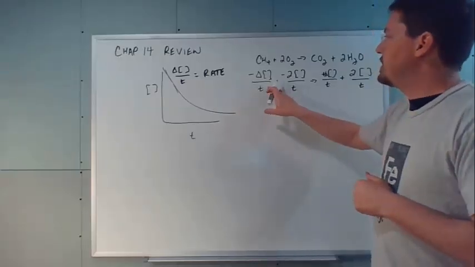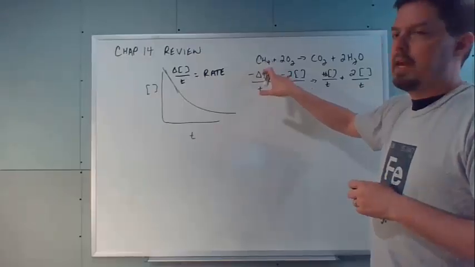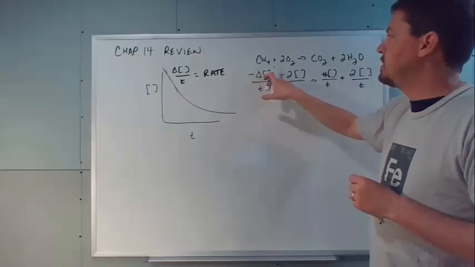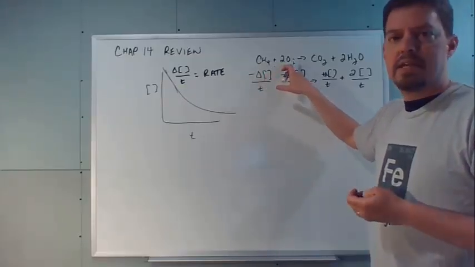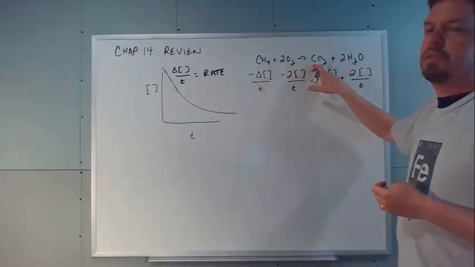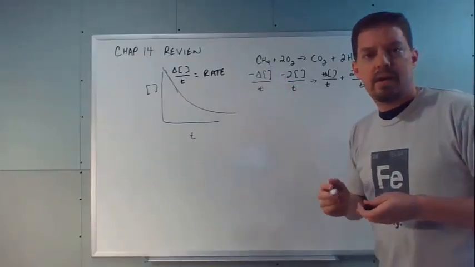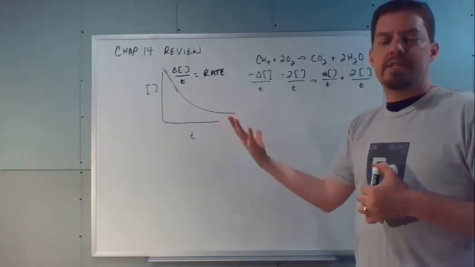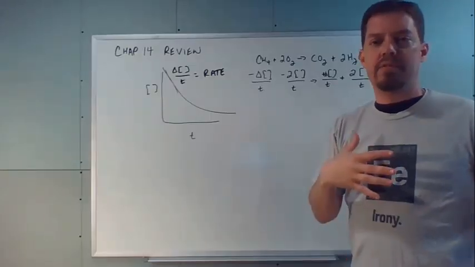So if I base it on the methane, I'm going to say that the rate of disappearance of methane is half what the rate of disappearance would be of the oxygen, because the oxygen is going to disappear twice as fast. And the rate of appearance of the CO2 is going to be equal to the rate of disappearance of the methane. All right, so that's the first way to think about the rates: what's the rate of disappearance of one substance versus the disappearance of a different one or appearance of another one.